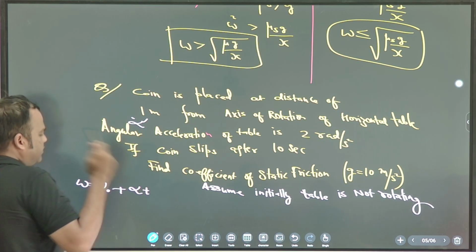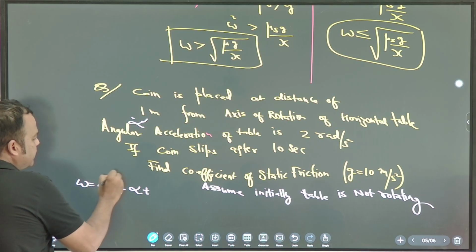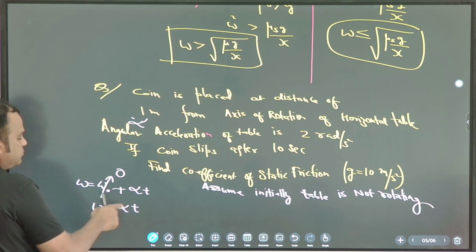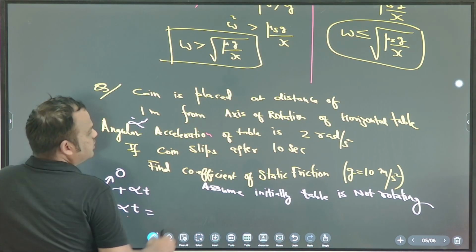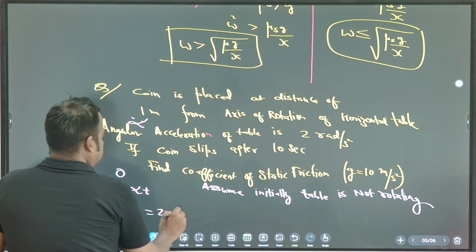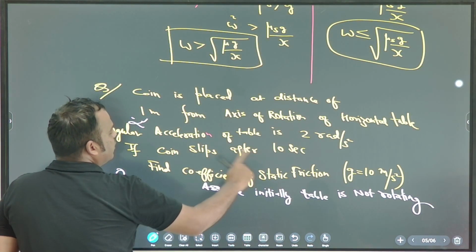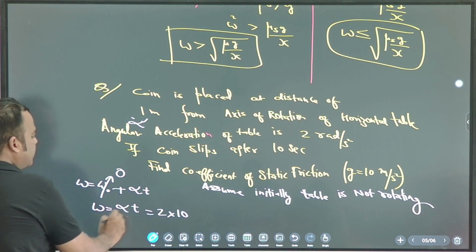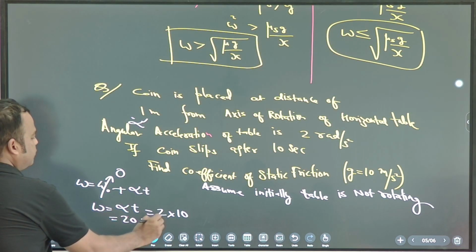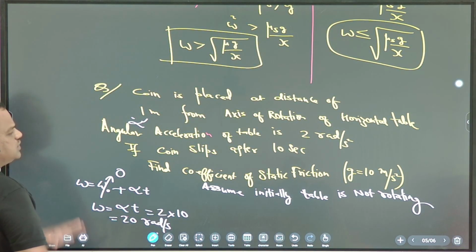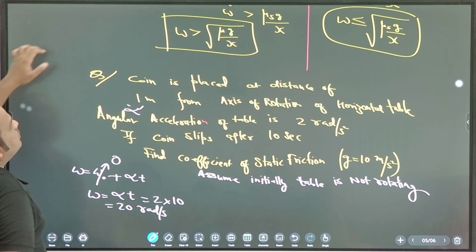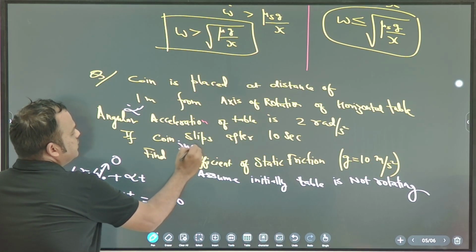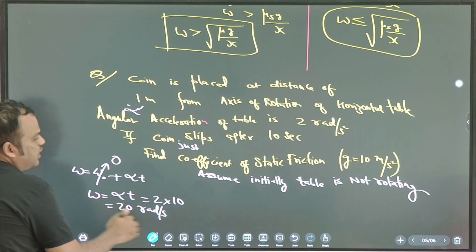So initial omega is 0. After time t, what is omega? Alpha t. Alpha is given as 2. And after what time is the coin slipping? 10 seconds. So what is the omega at that time? 20 radian per second. Understood? So the coin just slips, and I can use this formula.